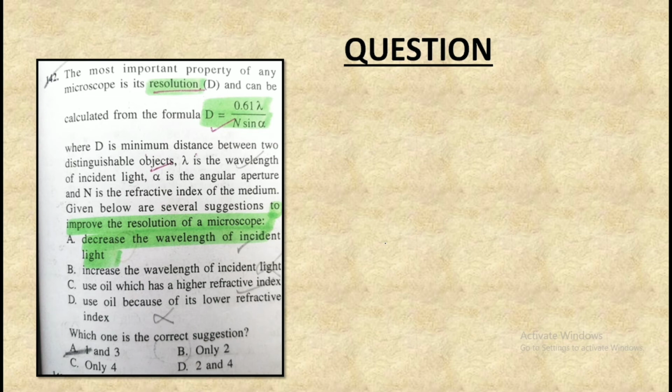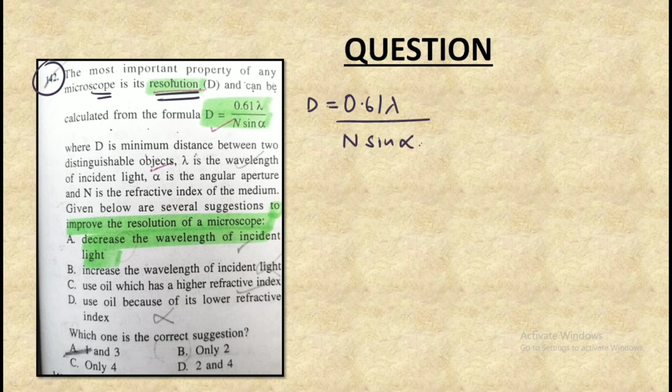Let us quickly solve this part C question that has been asked previously. The question says that the most important property of any microscope is its resolution, as we have just discussed, and it can be calculated by the formula D is equal to 0.61 lambda upon n sine alpha, where D is the minimum distance between the two distinguishable objects, lambda is the wavelength of the incident light, alpha is the angular aperture, and n is the refractive index of the medium.